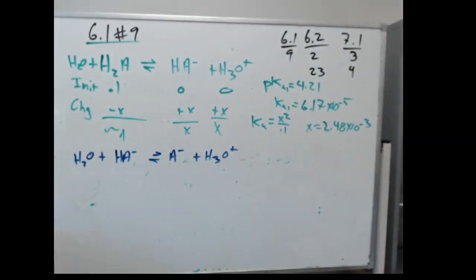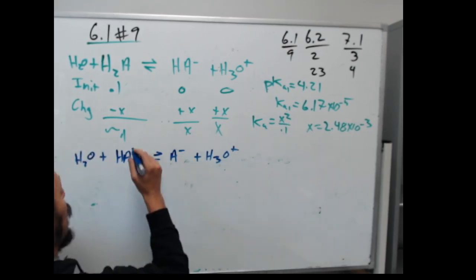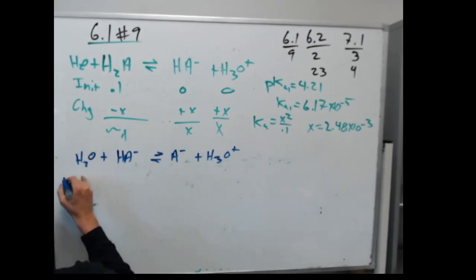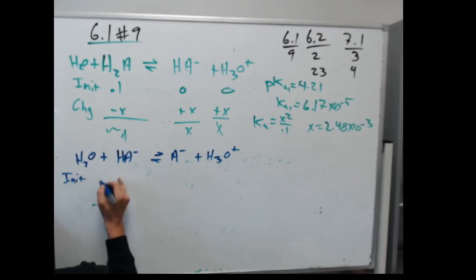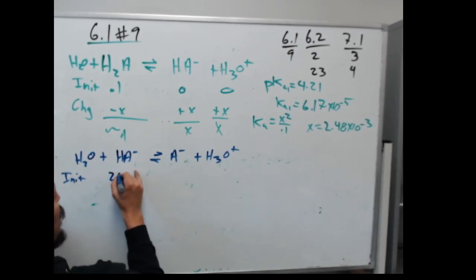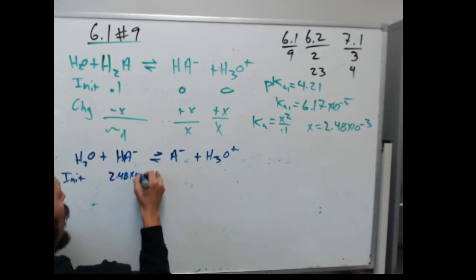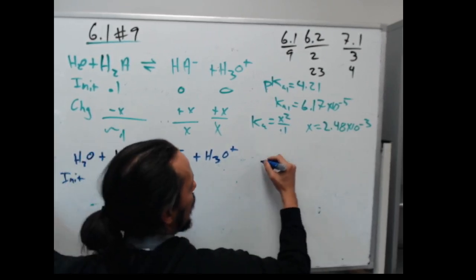How much HA minus do I have in solution? I didn't add any originally. So where does my HA minus come from? The part that's broken off, the dissociation. So my initial concentration of HA minus in that case is going to be 2.48 times 10 to the minus 3. What's the pKa for this one?